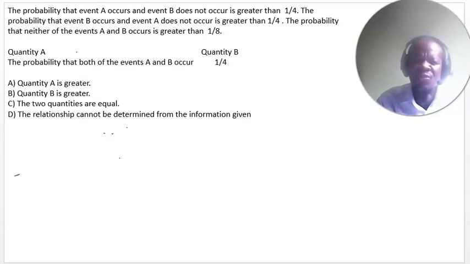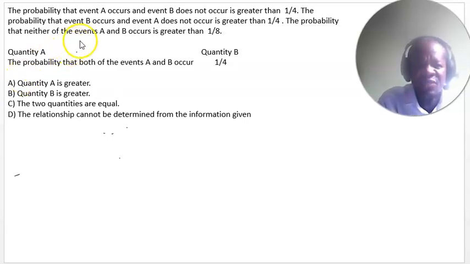This probability is under the quantitative comparison section of the GRE. The difficulty level of this question is hard. What that means is that it is not an easy question. There are so many ways you can solve this problem, but I'm going to go through the inequality route, even though it's a probability question. So let's take a look at it together.